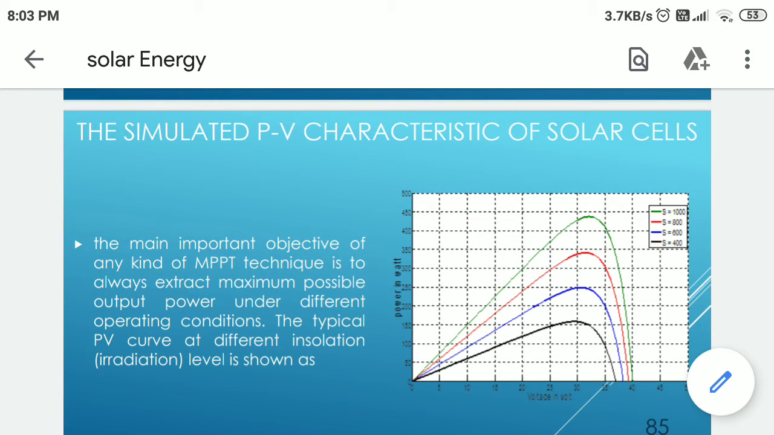Hello guys, in the previous lecture we discussed the simulated PV characteristic of solar cell. Now this is the part for my series renewable energy resources.